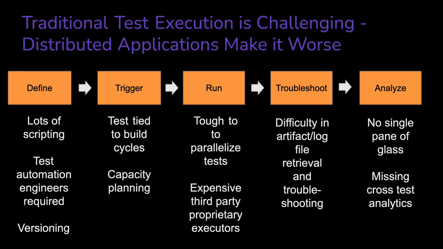Traditional test orchestration, defined by the process of defining, triggering, running, troubleshooting, and analyzing testing, has always been messy. Lacking a single platform that ties these steps together, organizations have built their own systems using CI/CD-based scripts, third-party clouds to scale tests, and testing tools that report on test executions. These homegrown systems sometimes resemble a Rube Goldberg machine.